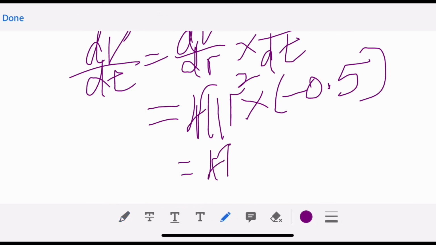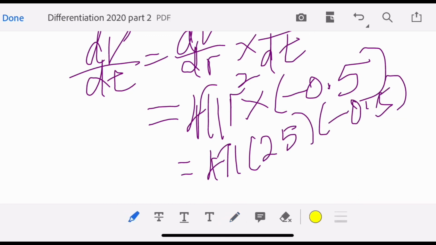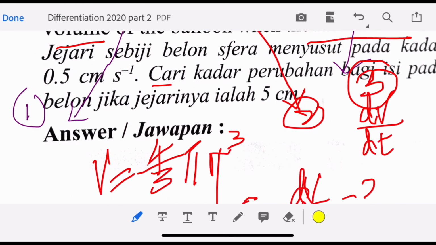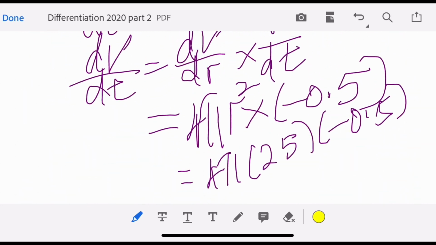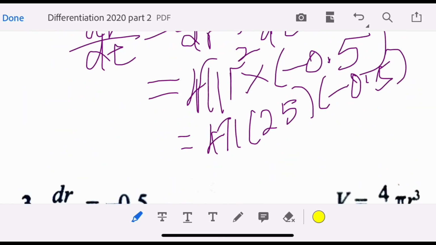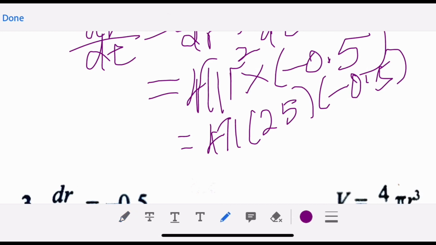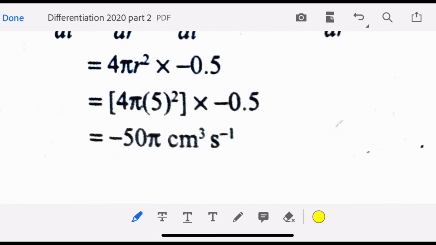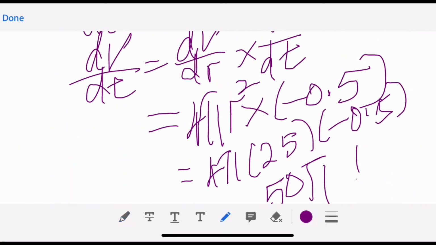4 pi times 25. Now you just simplify. 4 times 25 is 100. So your answer is still negative, because the radius decreases, of course the volume will decrease also. So your answer is negative. It shows that the volume is decreased. So you have to mention the volume is decreased with 50 pi. The negative must be there.